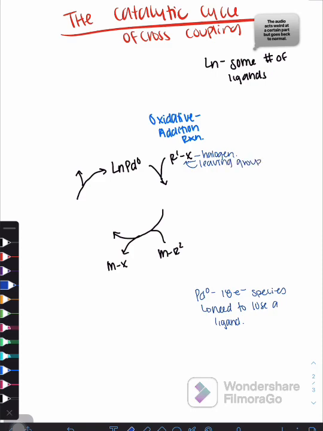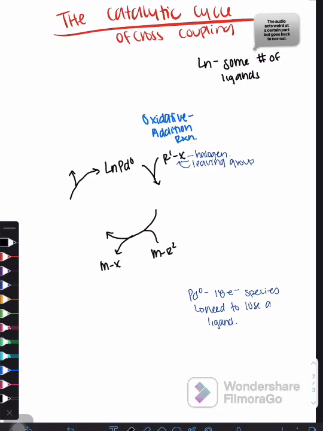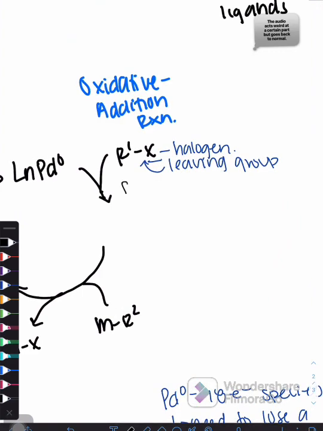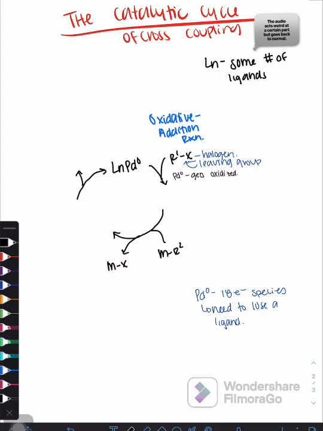So first, palladium needs to get oxidized, which is why it's an oxidative addition reaction. So we can also write that down there, that this palladium gets oxidized. And then part 2 for this reaction is the R1X, or this reaction.